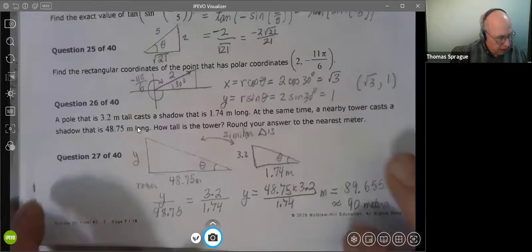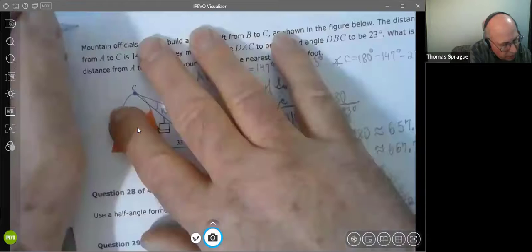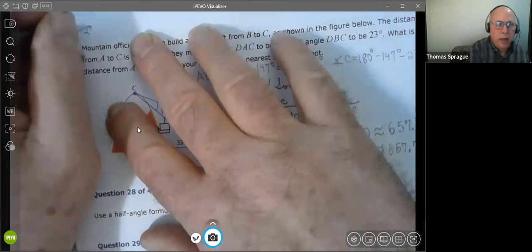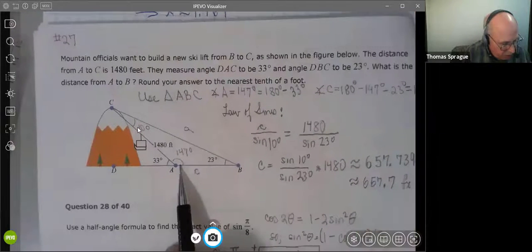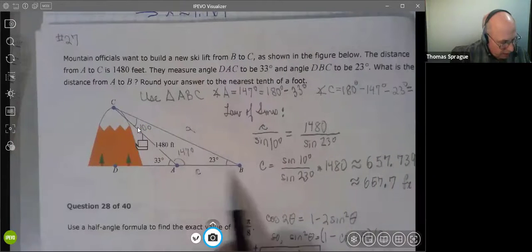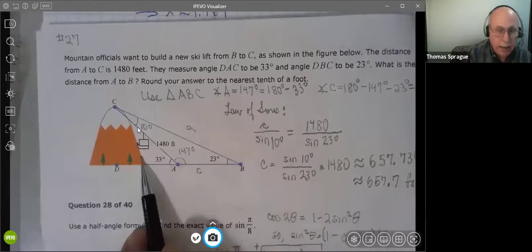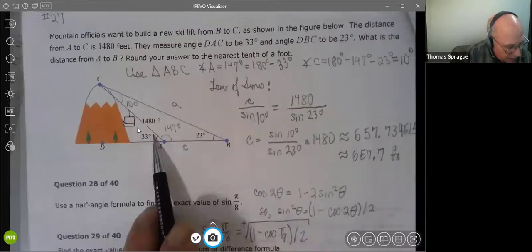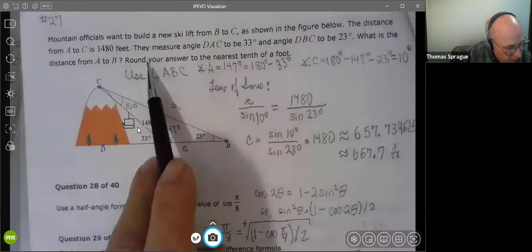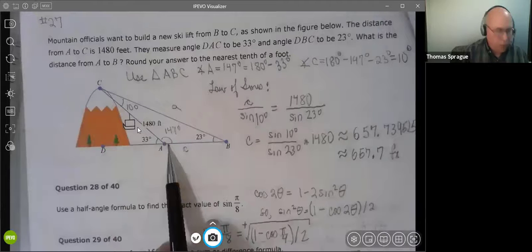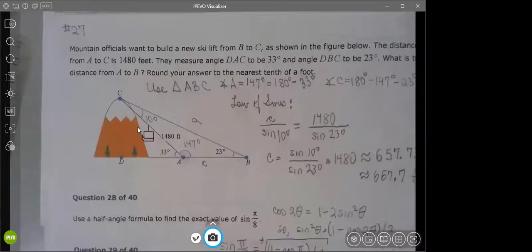Okay, number 27. We're given 2 points on level ground, distance from a mountain, and we're given a couple of angles, and we're asked to compute the distance from A to B. Would anyone like to see that one worked out?